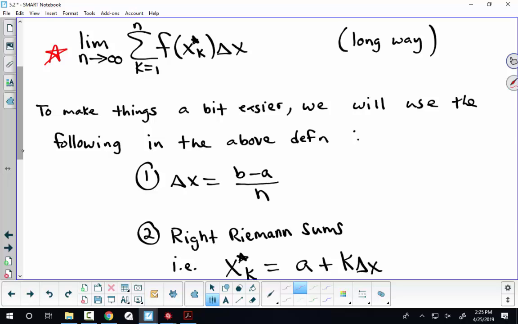And then we're going to use those two components. We're going to compute that sum of the function of k, which turns into a function of n, and then we're going to compute the limit as n goes to infinity on that expression for n.